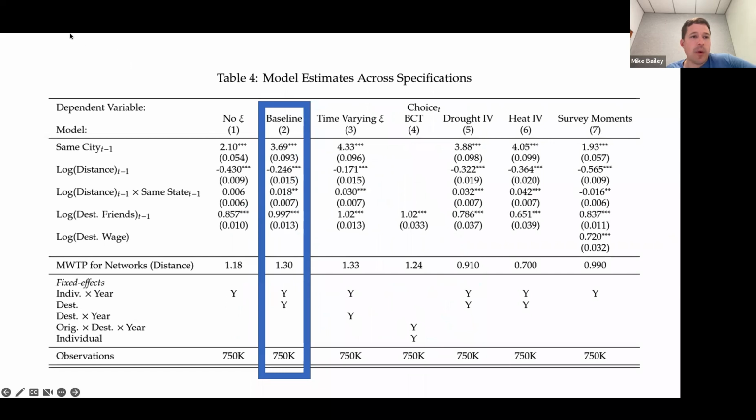And across a lot of these models, we find this very strong distance effect. You're more likely to move somewhere closer. But having more friends consistently means you're more likely to move there. And even across instrumental variable models, we found about a 10% elasticity: you're willing to trade off about a 10% decrease in wages for a 10% increase in friends.